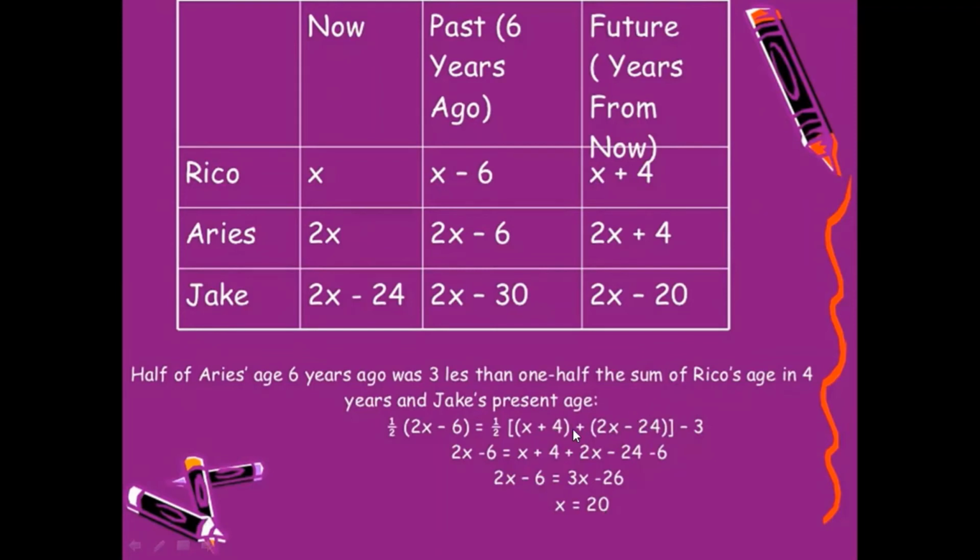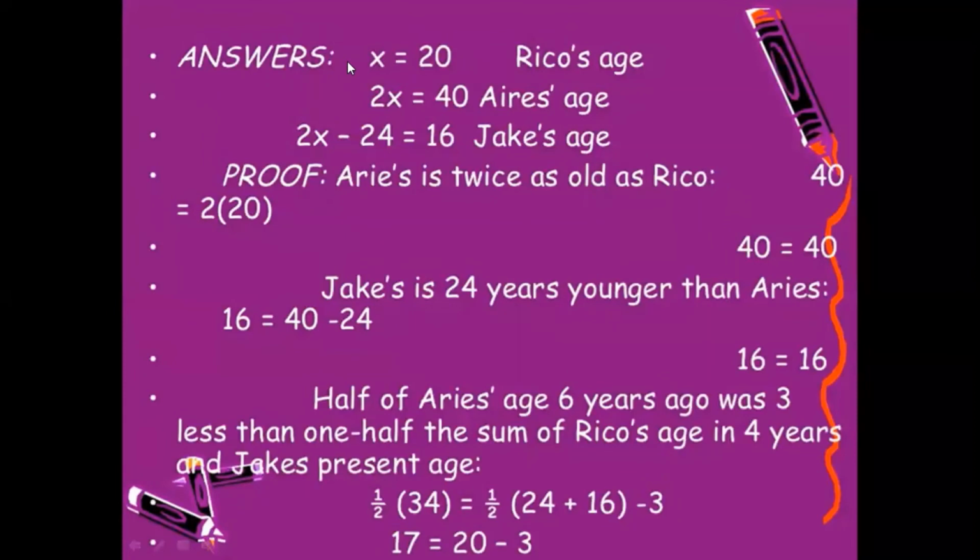We will just have to multiply, and make use of the BODMAS rule. So first of all, we will solve this bracket, then we will multiply, and then at the end we will have to subtract, and bring the things here and there. Anyhow, after the calculation, we can make use of the calculator also. So x is 20. Rico's age is x, 20, Aries age 2x, the twice, 40. Proof: Aries is twice as old as Rico, 20, and twice of 20 is 40. So it's a cross check now.